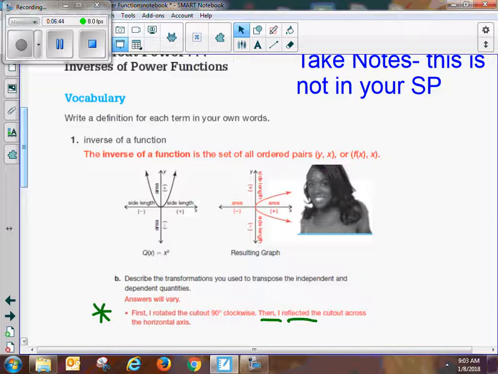So every time you want to take a picture and find its inverse, you are going to take the given, rotate it 90 degrees, and reflect it across the x-axis. You have the steps. Okay, so here's the given. Tell me what to do first. Okay, and reflect it. Awesome. Everybody good? Okay.